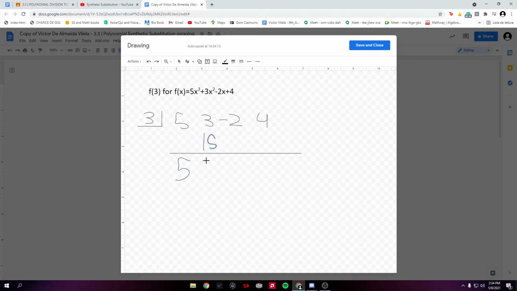We're gonna do 3 times 15. No, not 3 times 15, sorry. We're gonna do 3 plus 15, so we're gonna add those, which is 18. And then we're gonna do 18 times 3, which is going to be 54. So, sorry, not here, we add here, put it up, 54. 54 minus 2 is going to be 52. And 52 times 3 is 156, yeah, which is going to be 160. Okay, so that is the remainder.